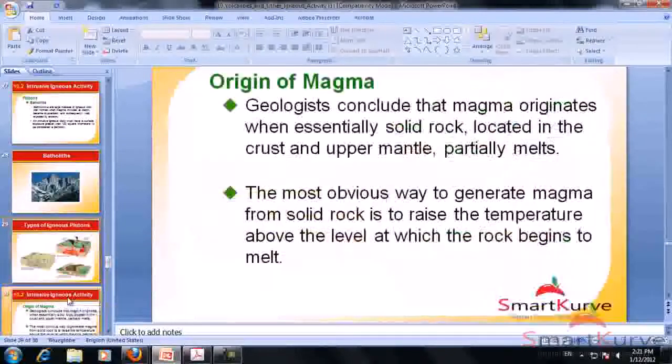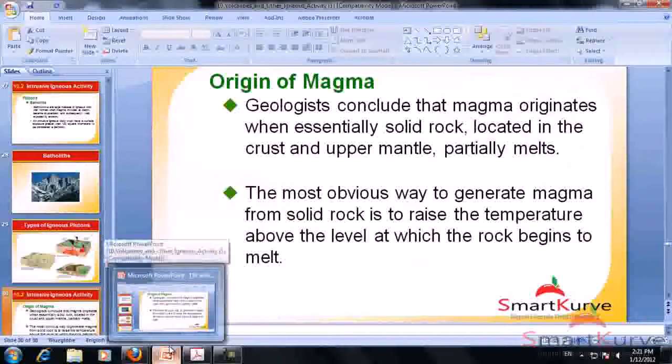Okay, let's move on. Slide 30. About the origins of magma. Geologists conclude that magma originates. Originate means to start or to begin. So magma starts when solid rock melts.